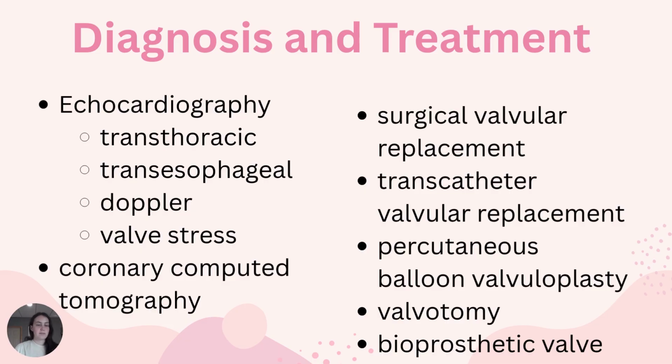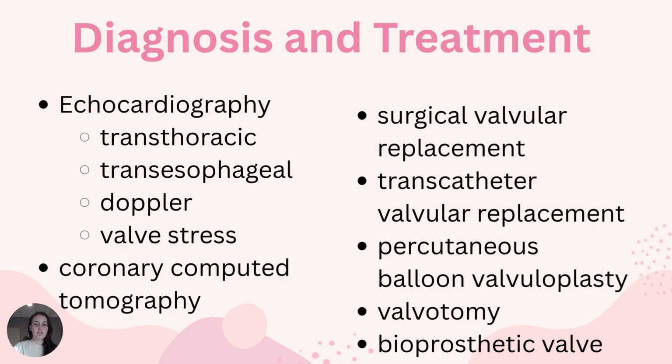A Doppler echocardiography measures the velocity of blood flow and shows abnormal blood flow. You can do this during exercise or just in a regular echocardiography. And then valve stress is going to be exercise. And then coronary computed tomography. So this is going to use contrast dye to give a 3D picture of the moving heart. And it's also going to show some of your bigger coronary vessels as well, which can be important, especially if you're looking for things like ischemia and stuff like that. And then some treatments.